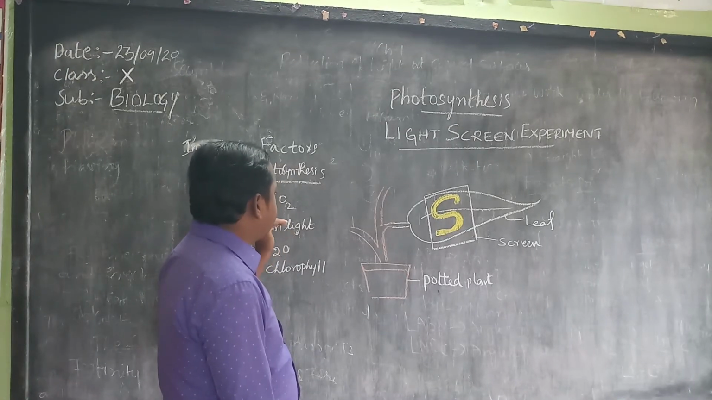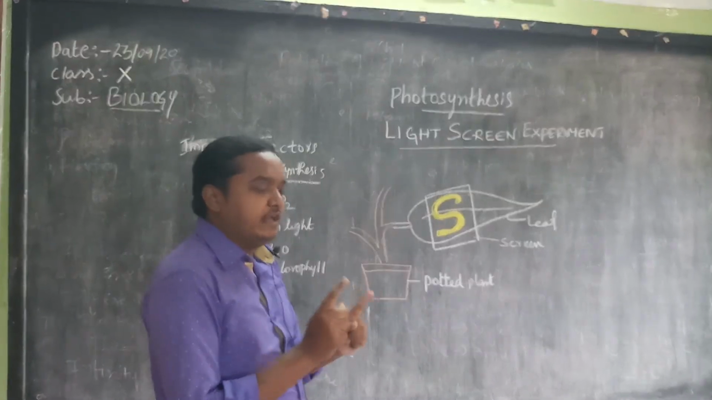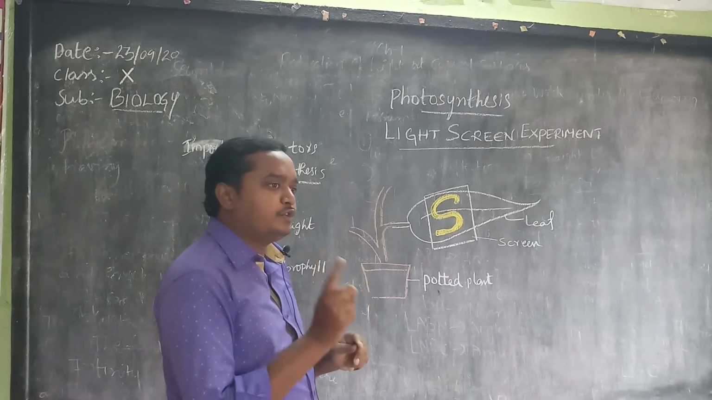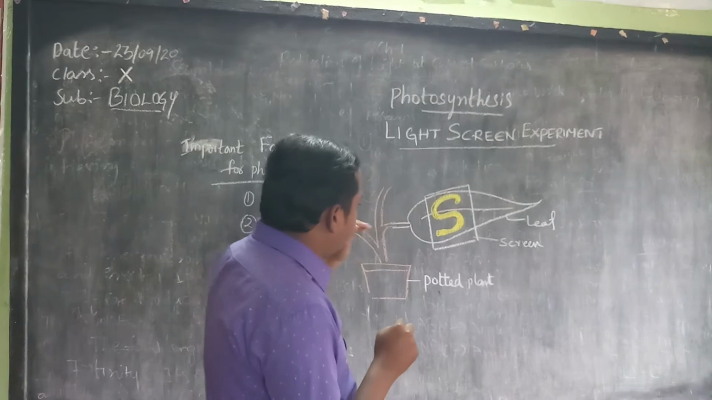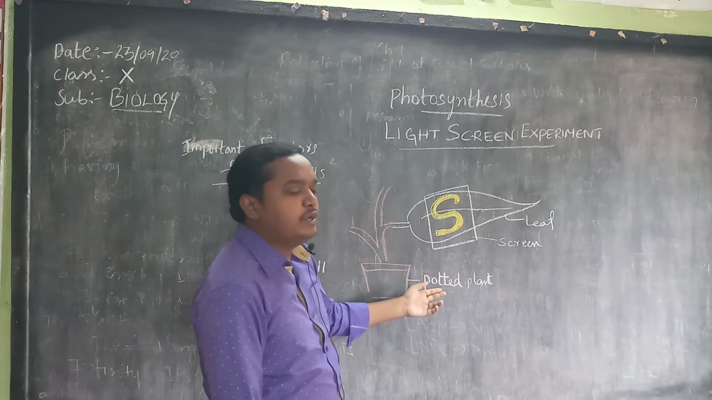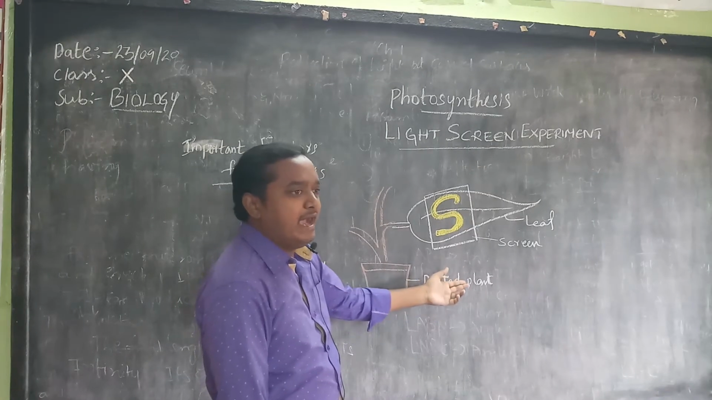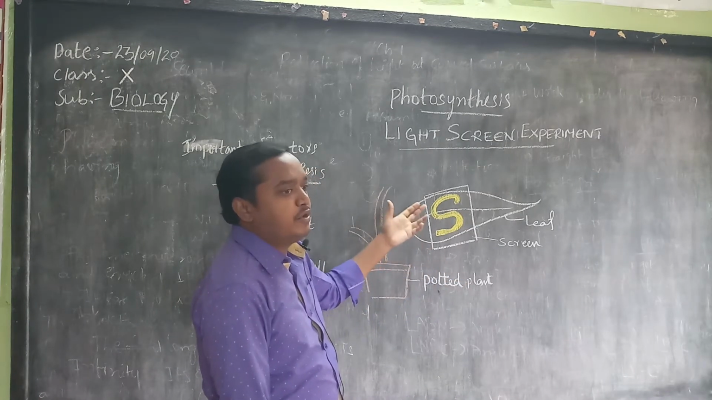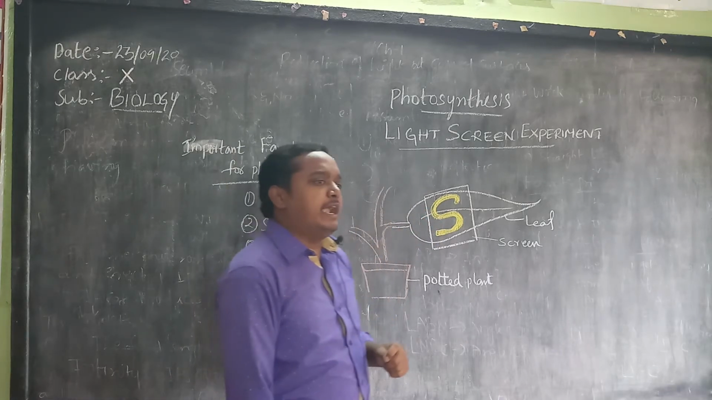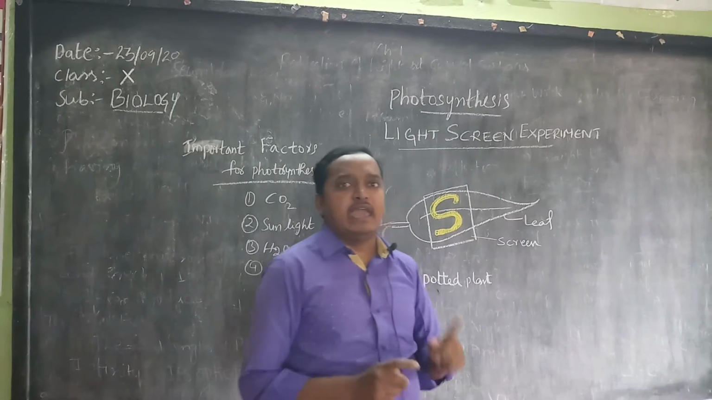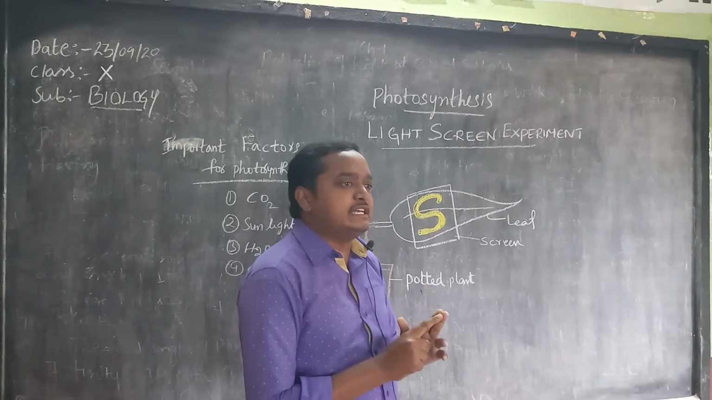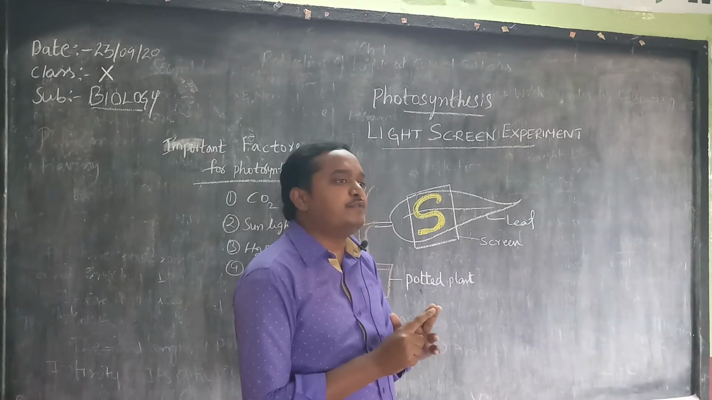Today's class is about whether sunlight is needed, necessary or important or not. We should check it. How? First of all, you need to take a potted plant, with thin leaves or broad leaves, whatever you want. What is the aim? You should write the aim as the first step. To prove the necessity of sunlight for photosynthesis.